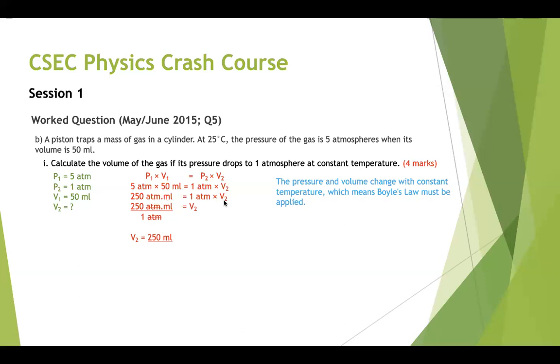So to find V2, we divide both sides of the equation by the final pressure, 1 atmosphere, and that would give us 250 divided by 1, and the atmospheres would cancel, and we are left with a unit of milliliters. So our final volume is 250 milliliters.